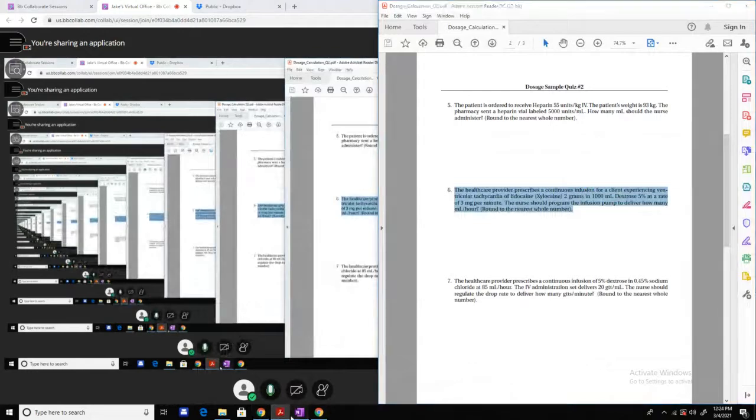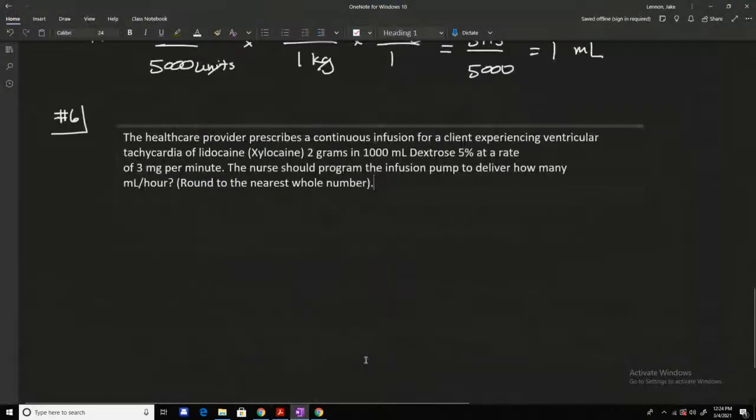I can actually let you guys have some time to try it on your own if you want. So why don't I give you maybe 2 minutes to try and write this one down. Again, that's all I'll say to start it out: we are looking for milliliters per hour. So see if you can go ahead and follow the strategy that we've had so far and go through the problem.